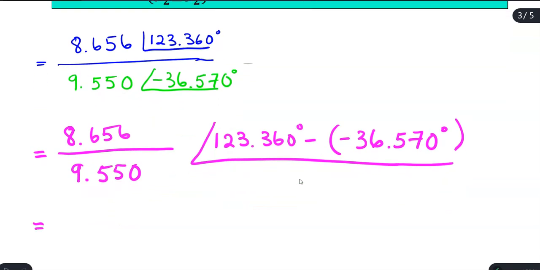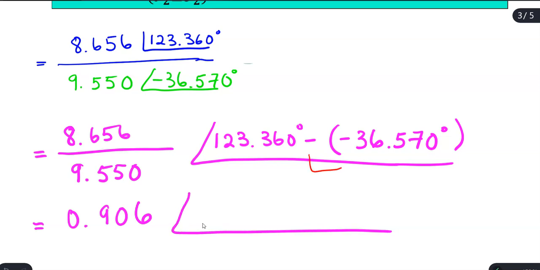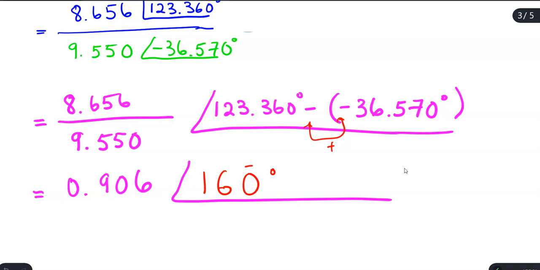So when I divide these two numbers, I end up with 0.906 as 3 significant digits. Don't forget, this and this turn into a plus. That means you are adding 123.360 with 36.570, so you end up with 160 degrees. But I must present this as 3 significant digits, so I must put a zero on top. So this one is 3 significant digits, just to remind everyone.